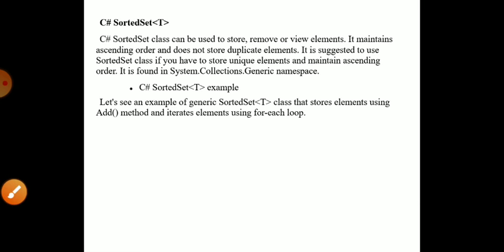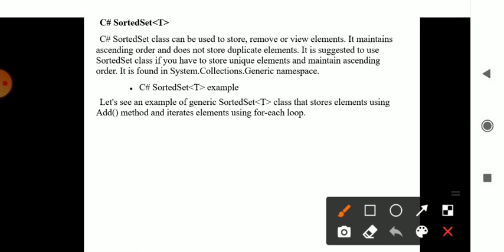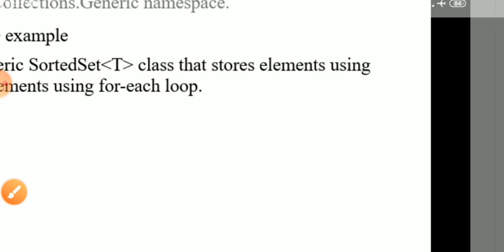Okay, then you will be learning about SortedSet, which has the same concept. It stores, removes and views elements, and it doesn't store duplicate elements. That concept is the same as HashSet, but it sorts the elements in ascending order. It belongs to the System.Collections.Generic namespace, and the syntax is SortedSet<T>, where T is the data type.